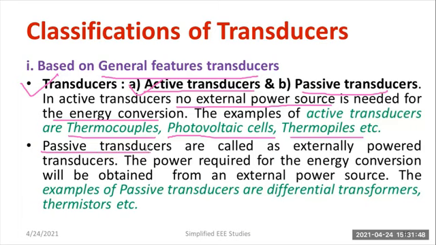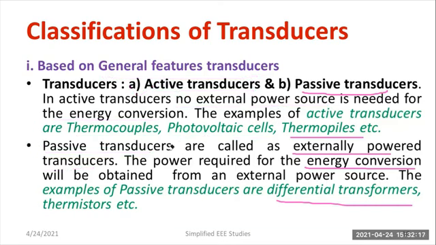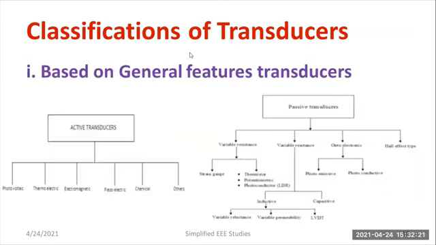If I talk about the passive transducer, definitely we need an external power source. An external power supply is required for the energy conversion. It may be one excitation. You can give some examples such as differential transformers and thermistors. For thermistors, we require some external DC power supply. So this classification is according to the general features. You divide the transducers into active and passive transducers according to general features.